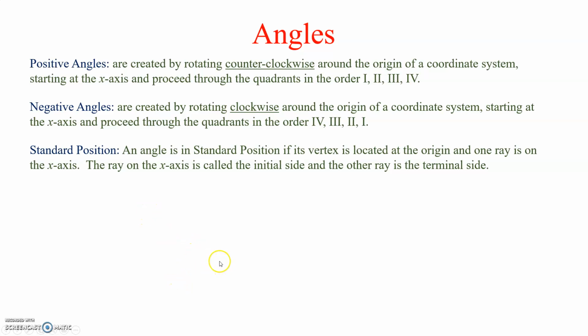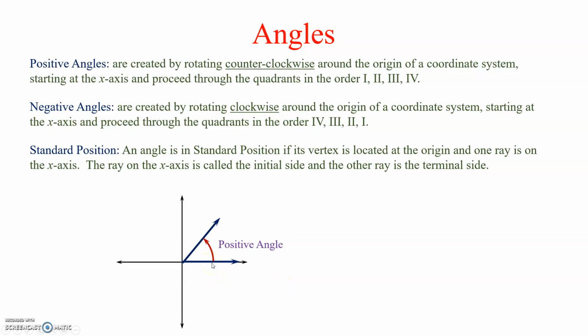If it's in standard position, its vertex is at the origin, and one of its rays will be on the actual x-axis. That's what puts it in standard position. The ray on the x-axis is called the initial side, and the other side is the terminal side. So I have a couple diagrams. There's our Cartesian plane, there's our initial ray, and then because it opened in a counterclockwise direction, it's a positive angle.